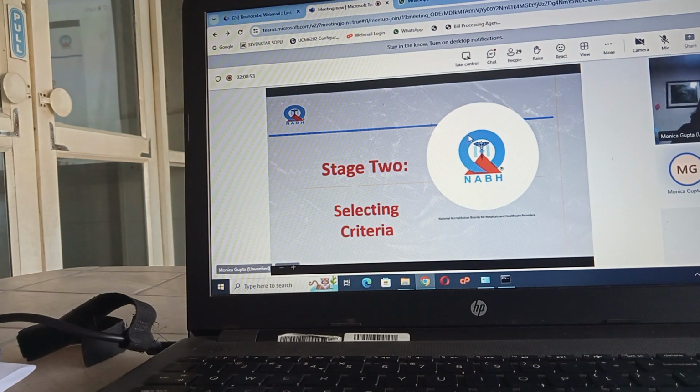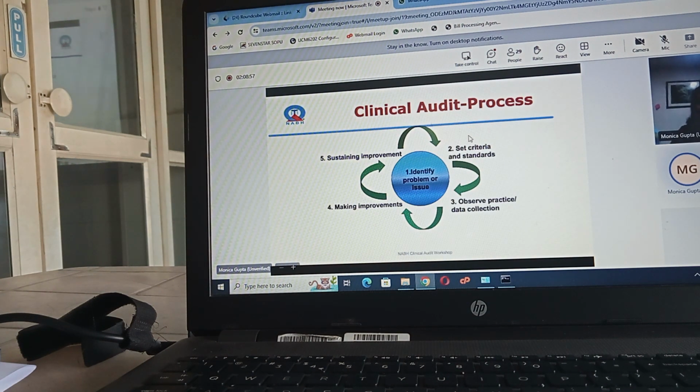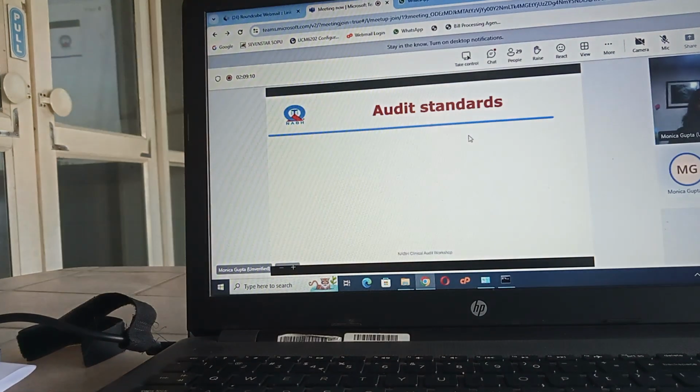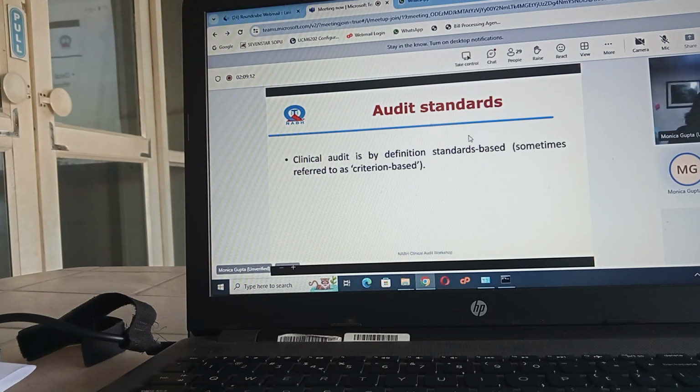Okay, so now we're talking about stage 2, which is setting criteria and standards, and we'll be discussing here what are audit standards, how do we make them, and how we set them. Okay? So what are audit standards? Now, clinical audit is by definition standards based, sometimes referred to as criteria based, right? And standards are more specific than objectives.